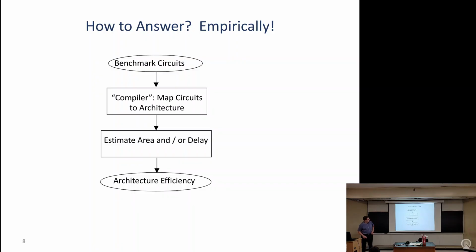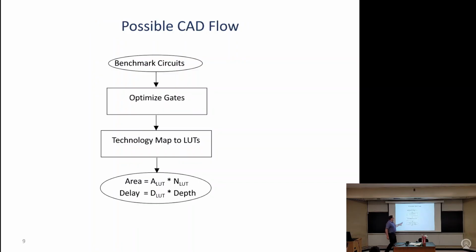Okay, so that was pretty high level. So what should I use for my CAD flow? I could optimize gates. Berkeley has a nice synthesis tool called ABC, so I could use that. I could take my benchmark circuits, maybe they're in basic gates, and optimize them. Then I technology map, which means I map to what's actually on the chip, so I need to take these gates and map them into LUTs, which is a form of bin packing problem.